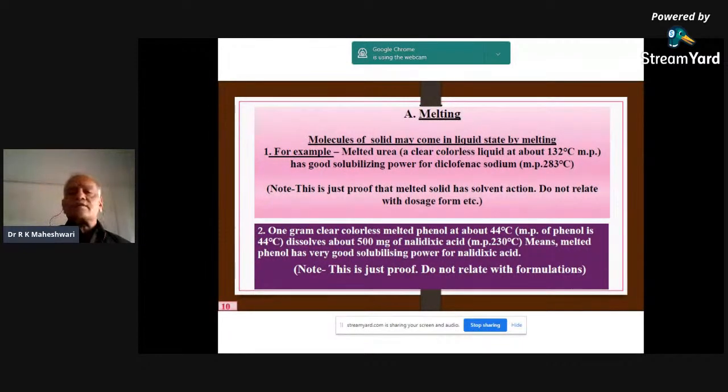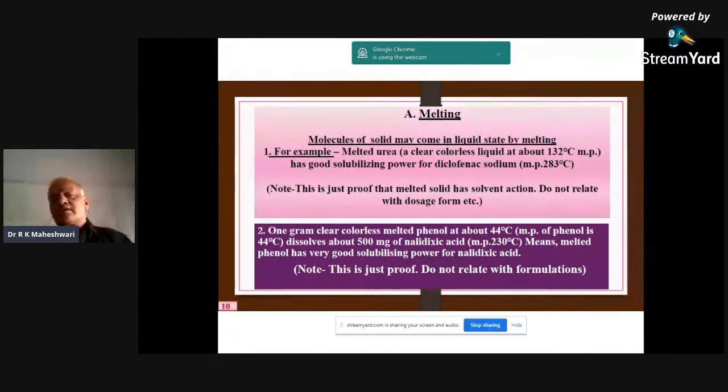The example is melted urea, a clear colorless liquid at about 132 degrees centigrade, which is the melting point of urea. So when urea melts, we get a clear colorless melted urea. It has good solubilizing power for diclofenac sodium. The melting point of diclofenac sodium is 283 degrees centigrade.